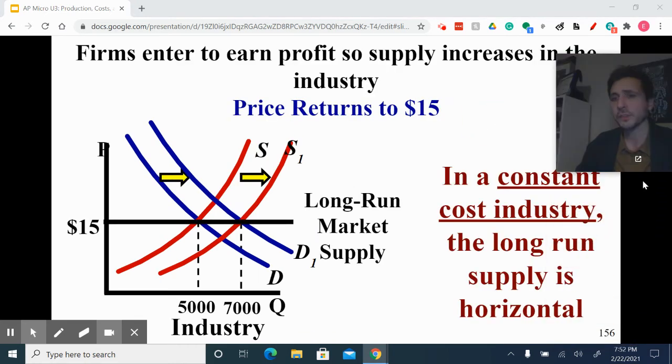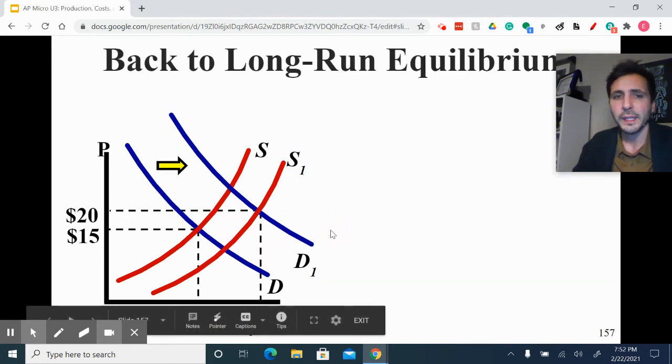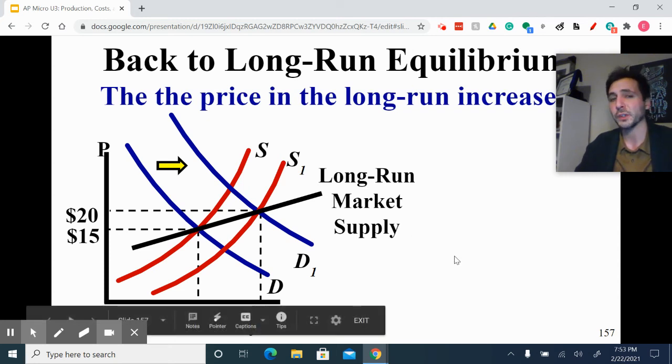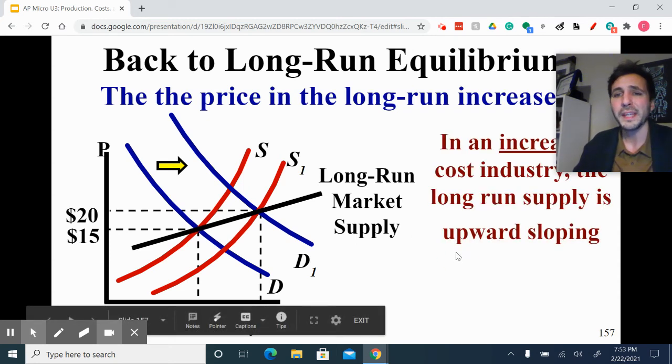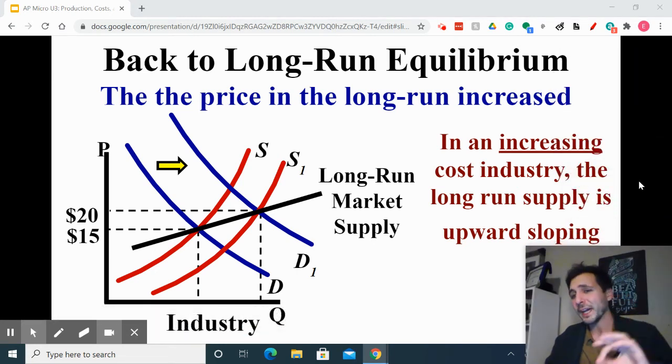In a constant cost industry, long-run supply is going to be horizontal. But in an increasing cost industry, long-run market supply is going to be increasing. What do we mean? We mean that price is not going to go back to where it was before. Price is going to go back to a slightly higher price.